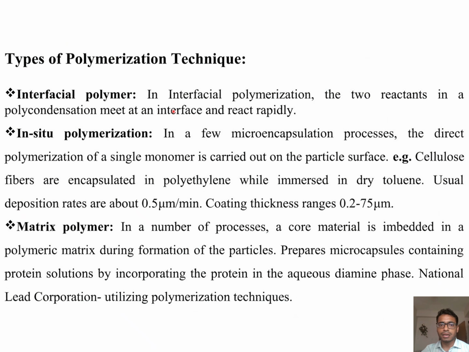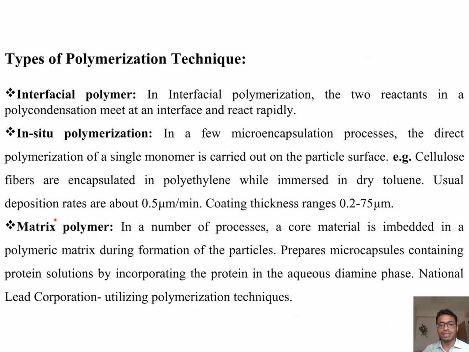The types of polymeric reaction can be of three types: interfacial polymerization, in situ polymerization, and matrix polymerization. Interfacial polymerization actually involves two reactants; interface means it exists between two things. Then in situ means actually in place, in the same location. That means in the reaction vessel, this polymerization will happen.